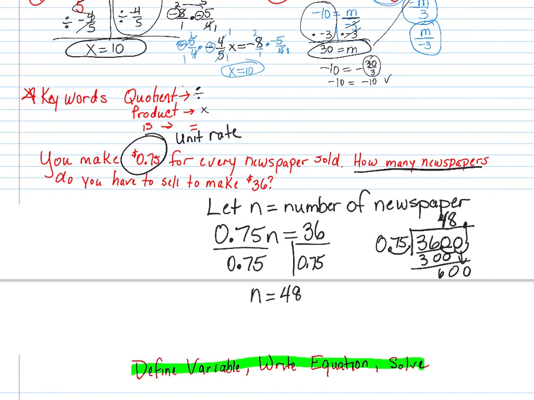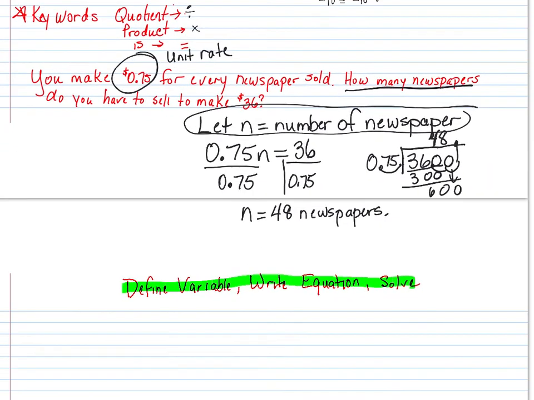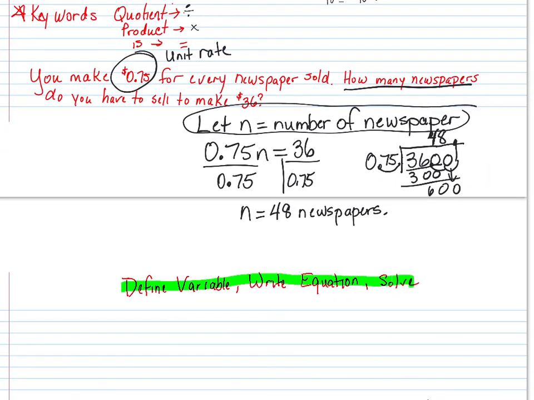What's my label? Look at the way you defined it. Newspapers. Okay? So any story problem you have, you're going to need to define a variable, write an equation, and solve.